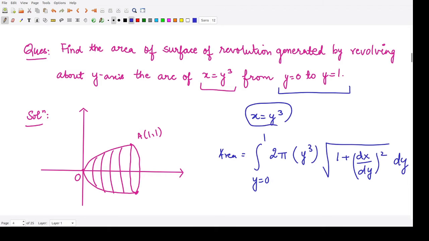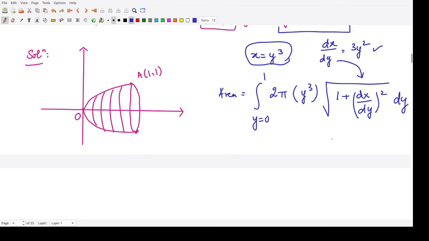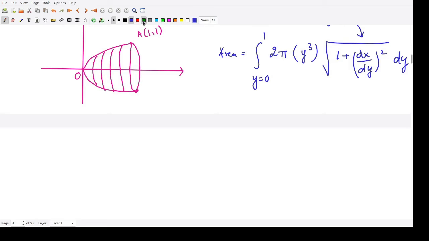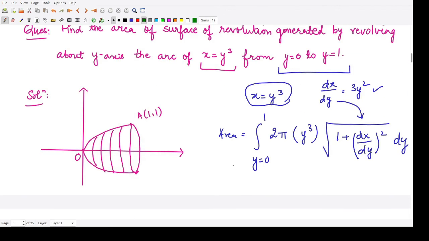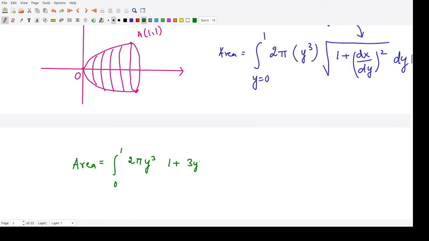Now we have x is equal to y cube, so what would be dx upon dy? It would be 3y square. So we can substitute this quantity in this expression. So we would have the corresponding area as integration from 0 to 1, 2 pi y cube, and then square root of 1 plus the value of dx by dy, which is 3y square, whole squared, and dy.